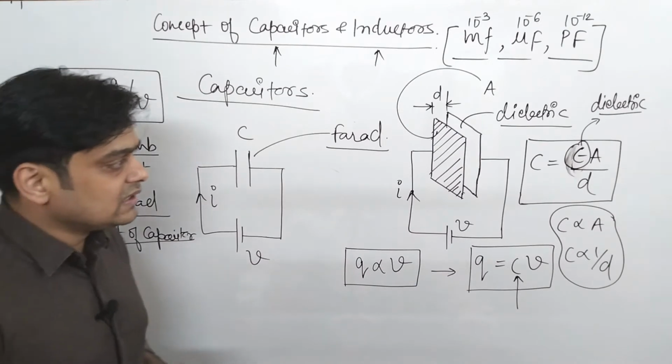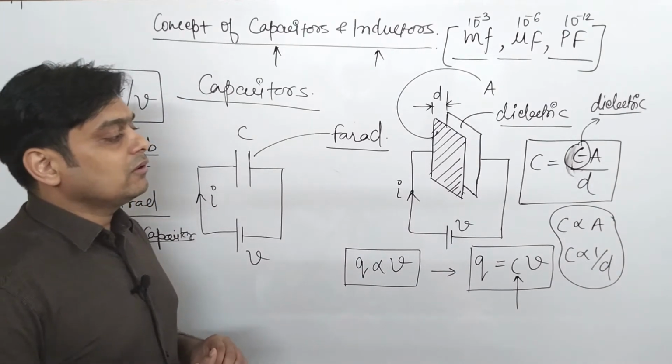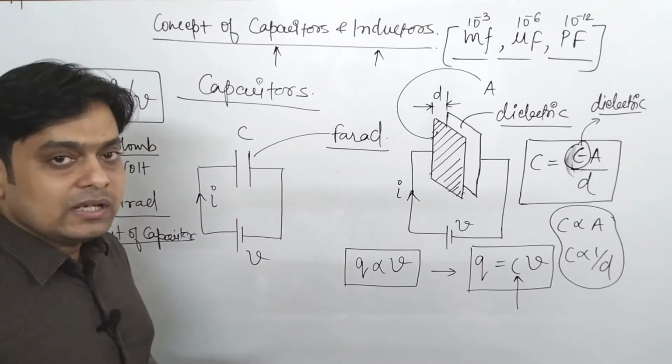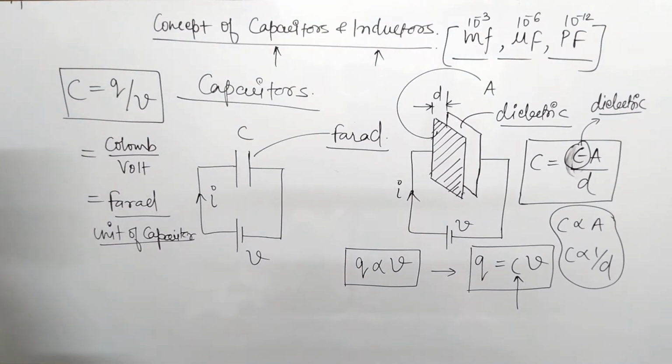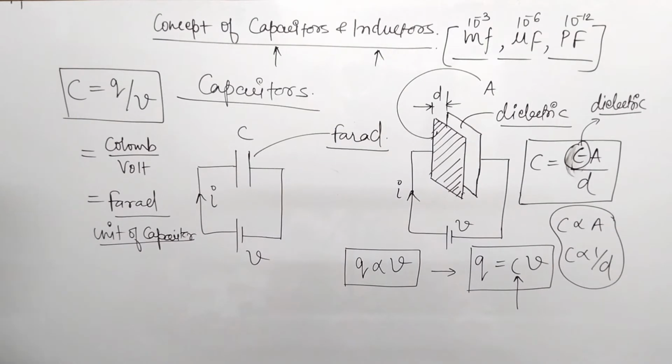That means if you increase the value of D, the capacitance will decrease, or if you increase the value of A, the capacitance will increase. So this is all about the capacitor. Now a little bit we will try to understand more of the concept of the capacitor.